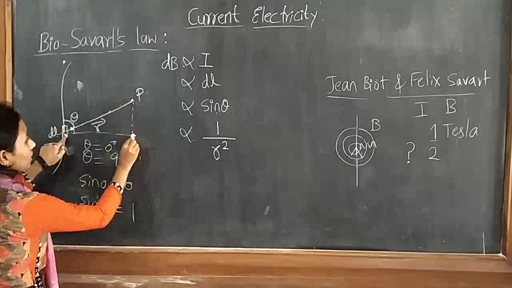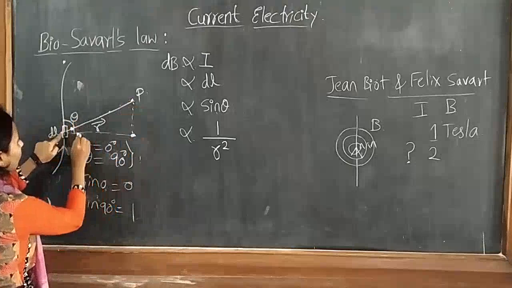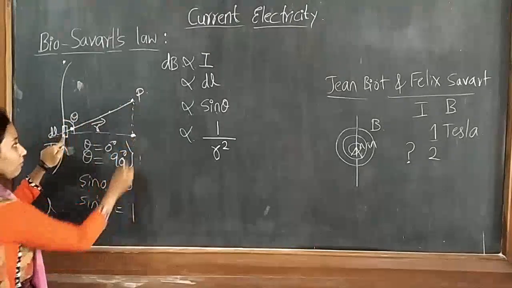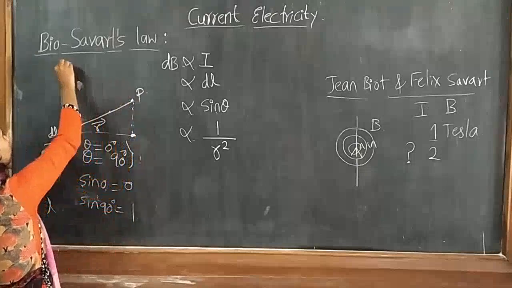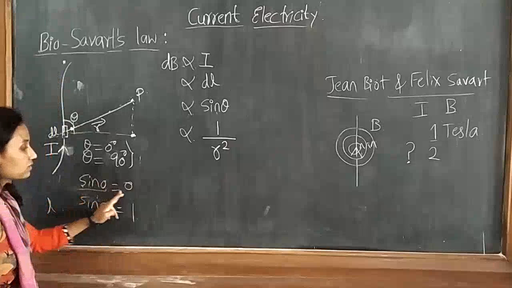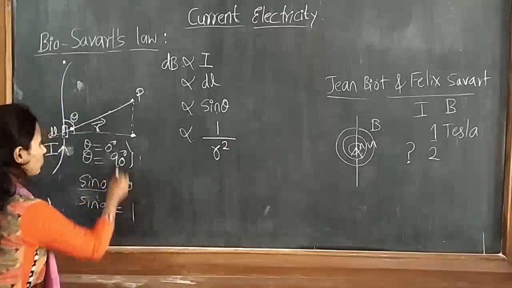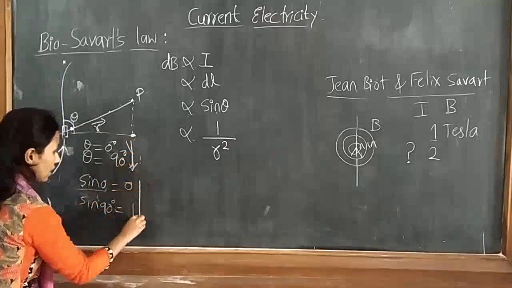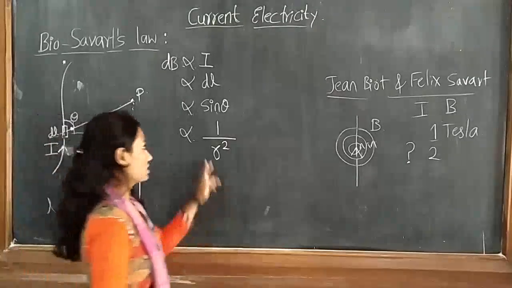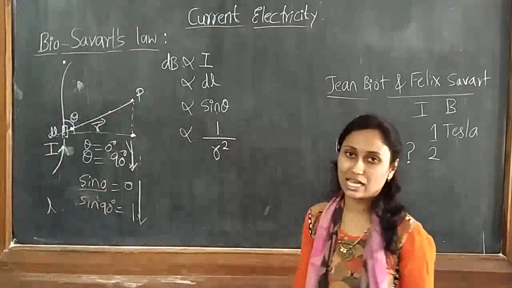When the point is here, the angle will be how much? Theta is equal to 90 degrees. That's why it is maximum. And when the point comes to here, the angle becomes what? 0 degrees. At that time sin 0 is equal to 0. So as the angle increases, the magnetic field also goes on increasing. That's why it depends upon sin theta.